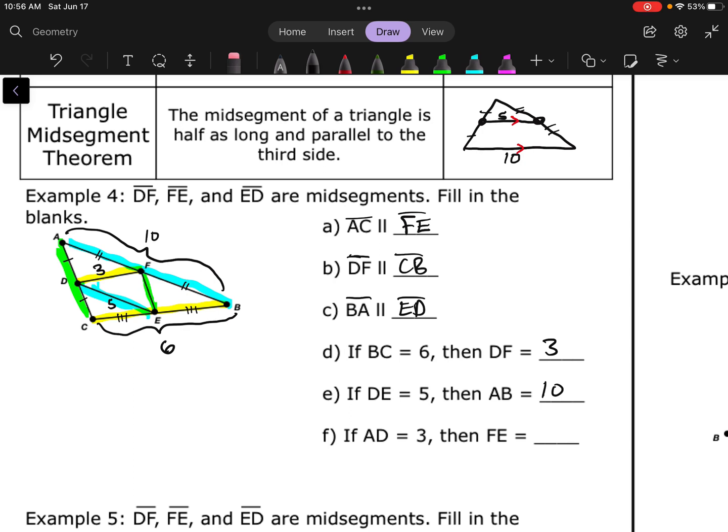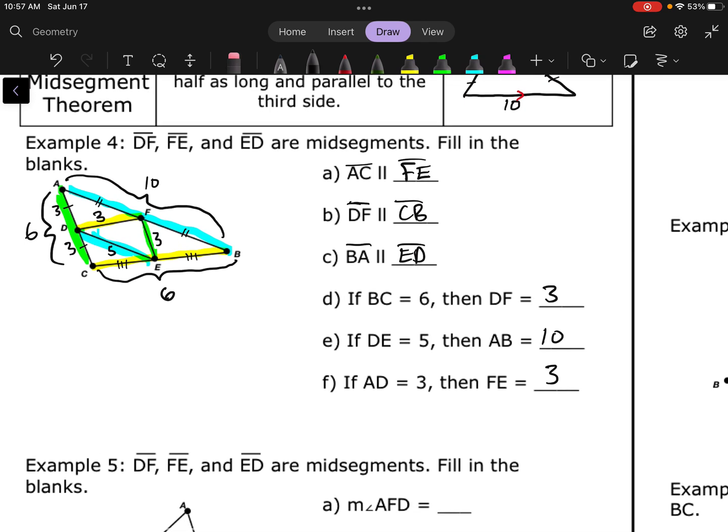And if AD is 3, then FE, well, if AD is 3, then DC is 3, and this whole thing is 6. So this would need to be 3. Hopefully that coloring pattern helped you make sense of that.